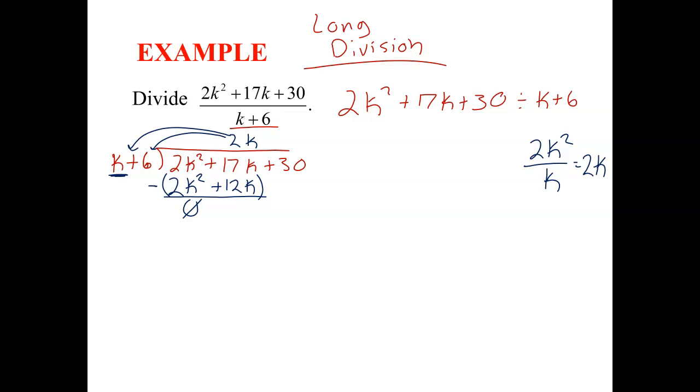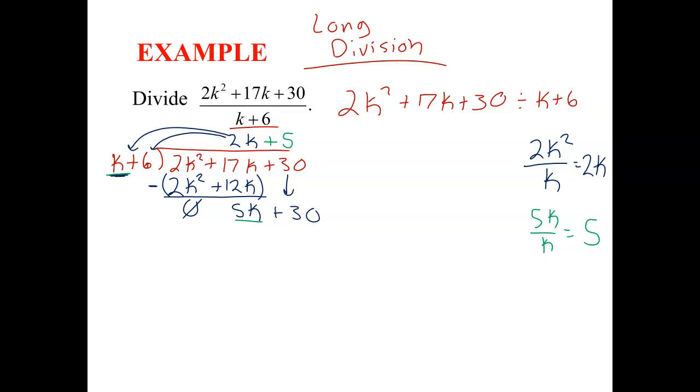If it doesn't cancel, you did something wrong. 17 minus 12, 5. And then I'm going to bring down my next term, and I'm going to continue with that process. Again, I'm going to look at the first term of my dividend and the first term of my divisor, and I'm going to do that division again. I have 5k divided by k gives me 5. So that's the next term of my quotient, plus 5.